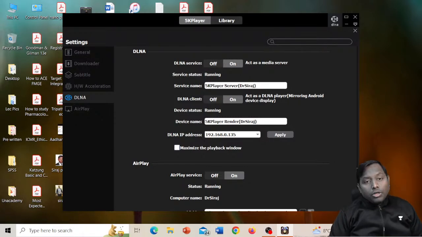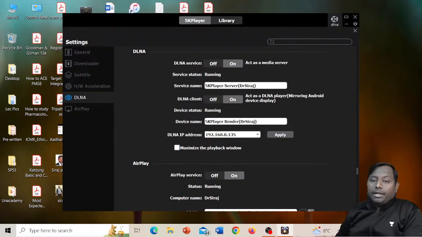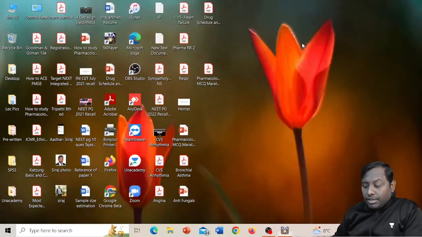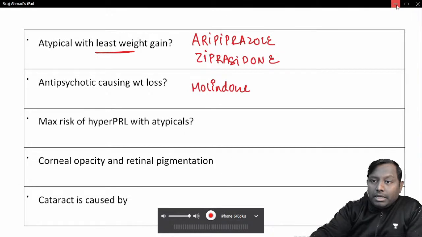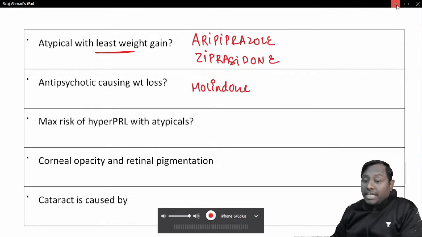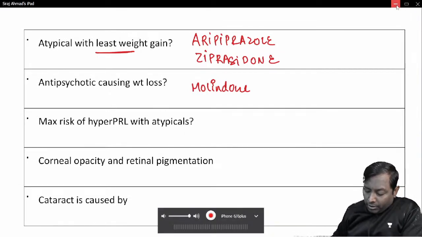So which one is going to cause the maximum hyperprolactinemia? Again, among atypical antipsychotics, I told you there is one risky drug. And what is the name of that risky drug? You remember that it will also be the same drug that is associated with extrapyramidal symptoms. So that is your risperidone. That's why I call it a risky drug. It is your risperidone.